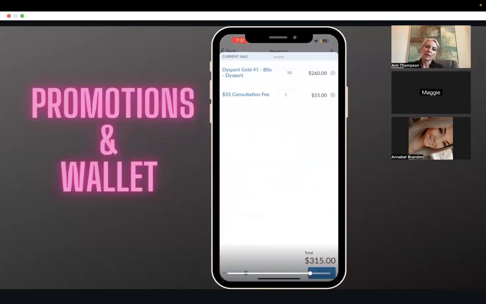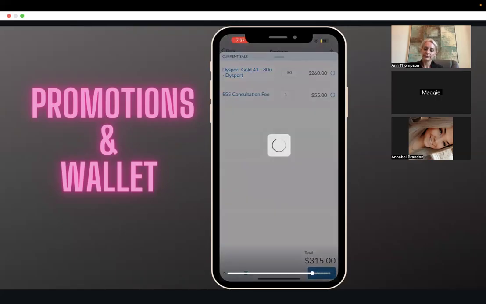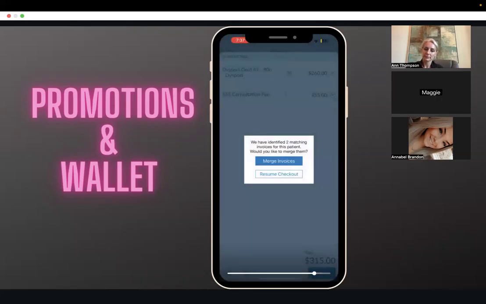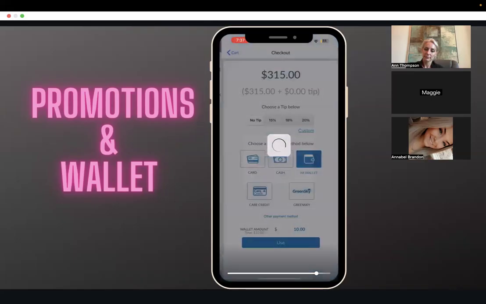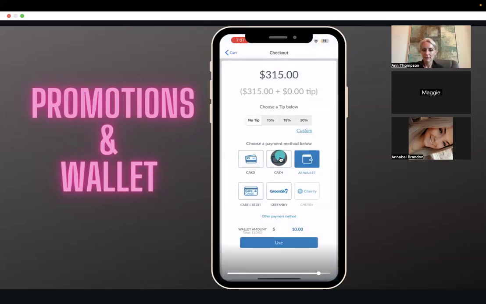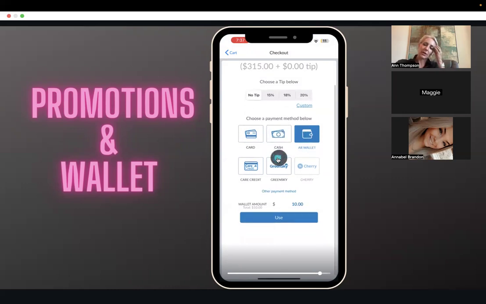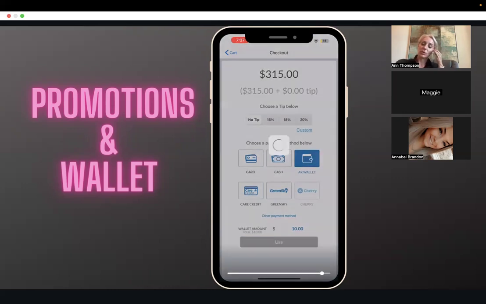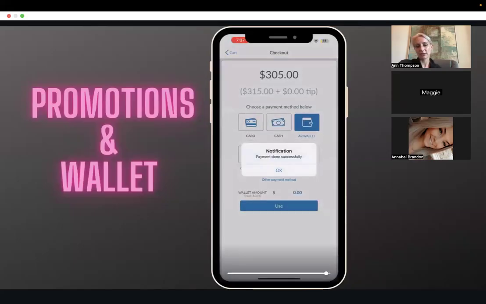So you'll see I hit checkout. And then from here, the screen might look slightly different. They just recently did an update, but it will say card, cash, CareCredit, Cherry, Green Sky, and then you'll click on AR wallet if you've already put funds in there. When you click on that, you'll have the ability to use those funds. So I clicked on it, they have $10 in there, and I clicked use.